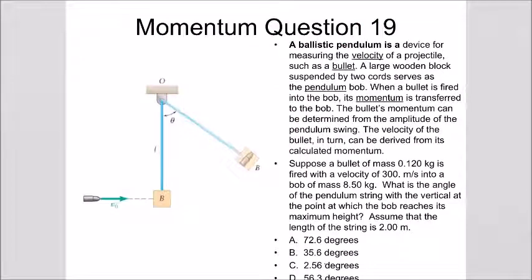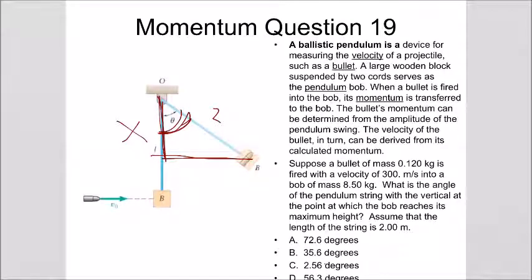Same setup. This time we want to know what is the angle of the pendulum string with the vertical at the point at which the bob reaches its maximum height. So we want to know what's this angle right here. So the first thing we're going to do is draw a triangle from the center of our box over to the edge. The problem tells us that the length of our string here is 2 meters. We're going to call this distance x.